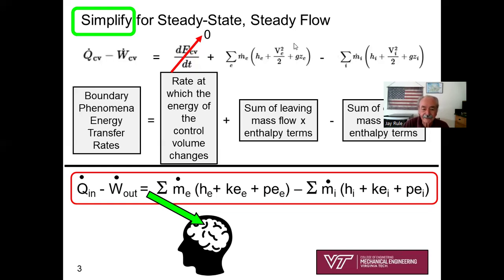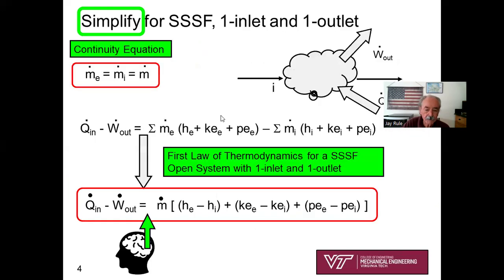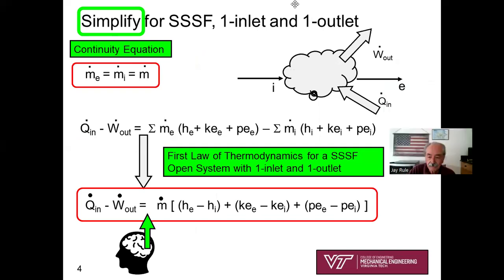So we have simplified the general statement to something that is actionable for steady state, steady flow, open systems or control volumes. Now let's simplify again. Let's say, and this is going to be very common, that you've got an open system where you have only one inlet and one outlet, like a steam turbine or a gas turbine engine. There are lots of examples where you've got steady state, steady flow with one inlet and one outlet.